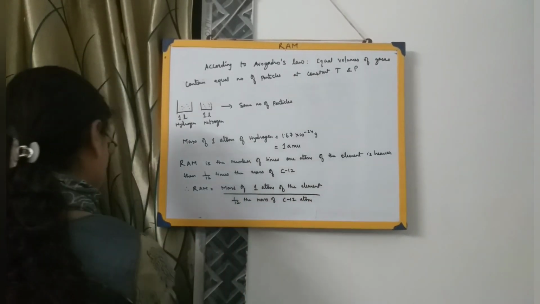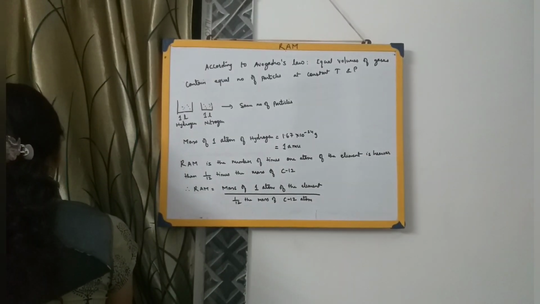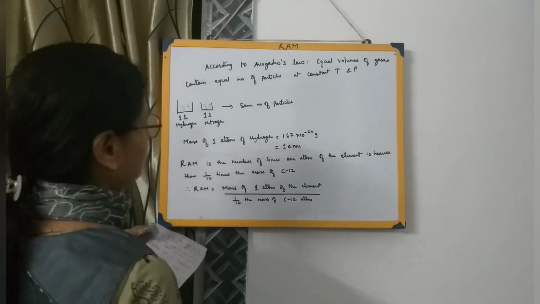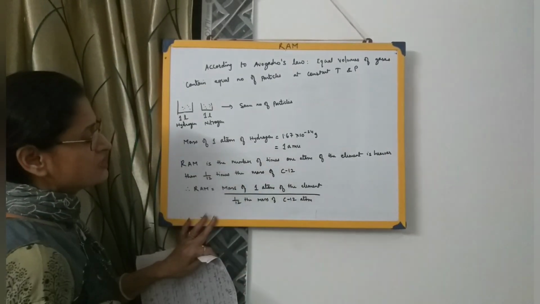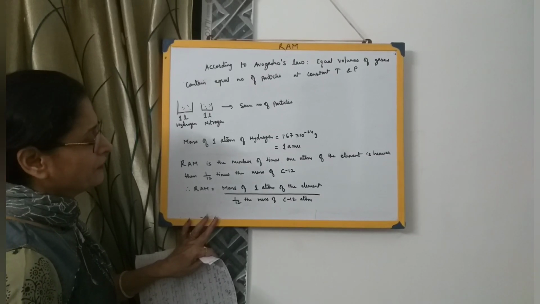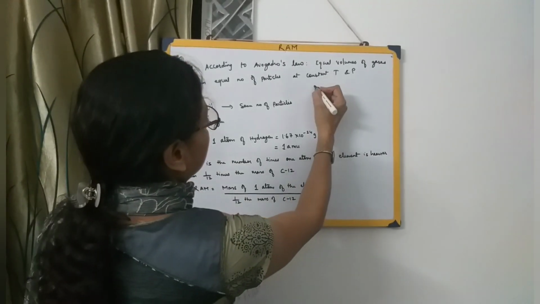So what does it mean? Relative atomic mass means how many times. I am just rubbing it off, you just go through this definition. Okay, or let me write it down over here.